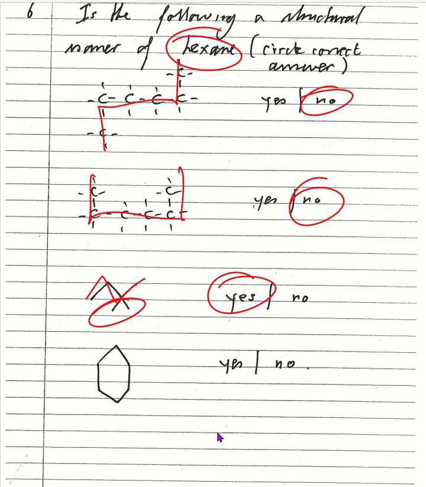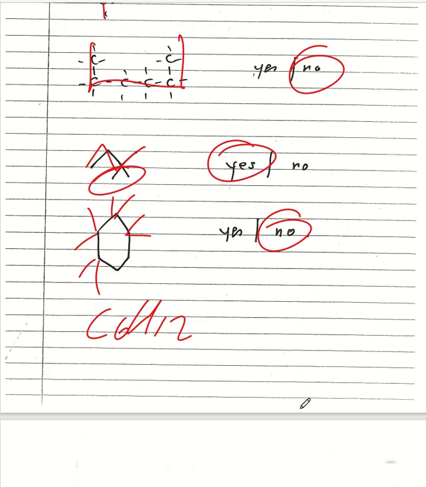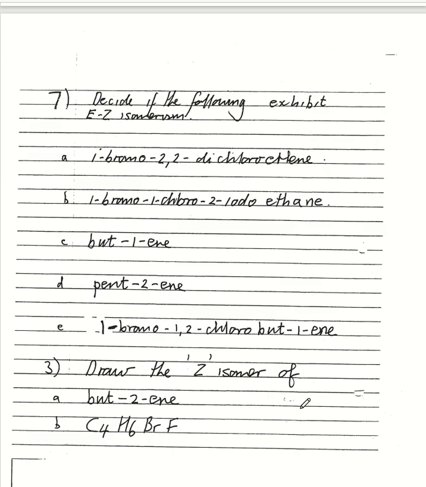This one here, if you drew it out adhering to a skeletal formula, you would have come out that that was C6H12, so it couldn't be hexane at all, which is C6H14. So that was a no. These ones you had to decide if they were EZ isomerism. So let's draw them out.